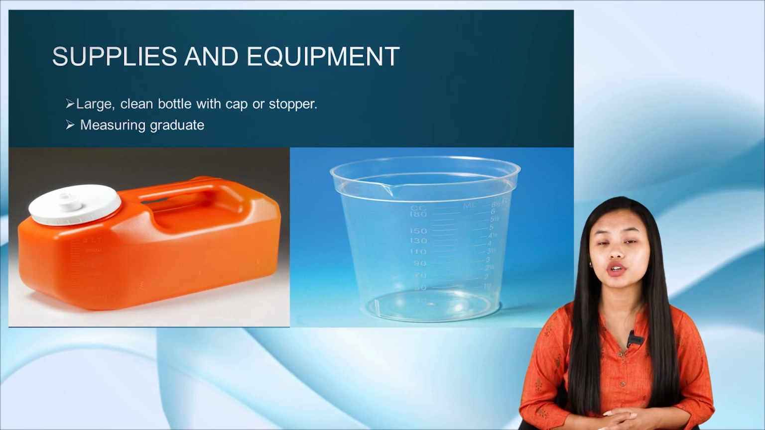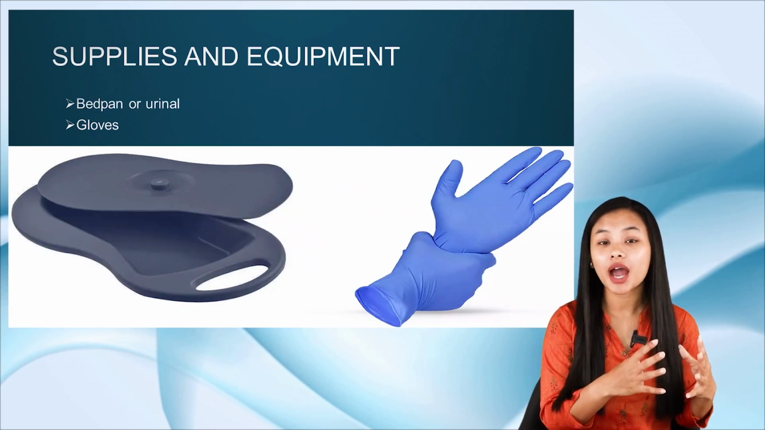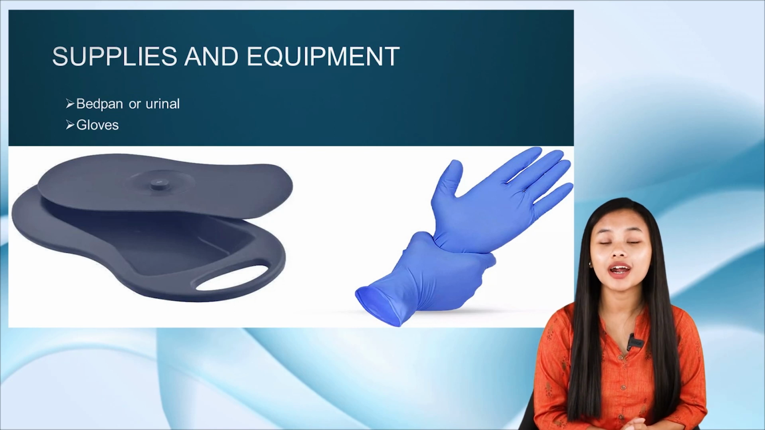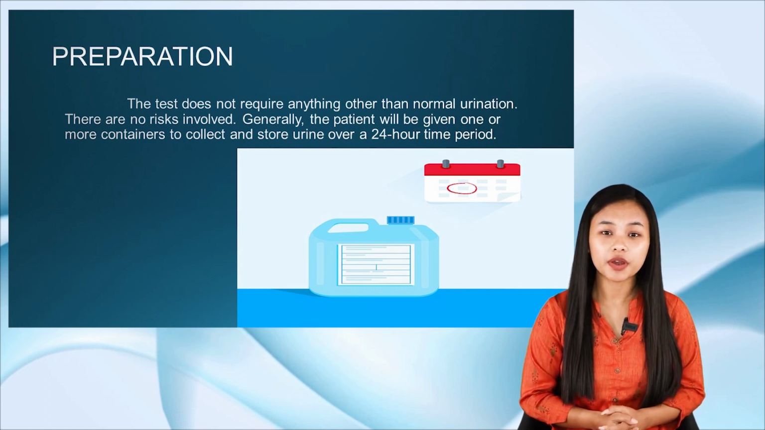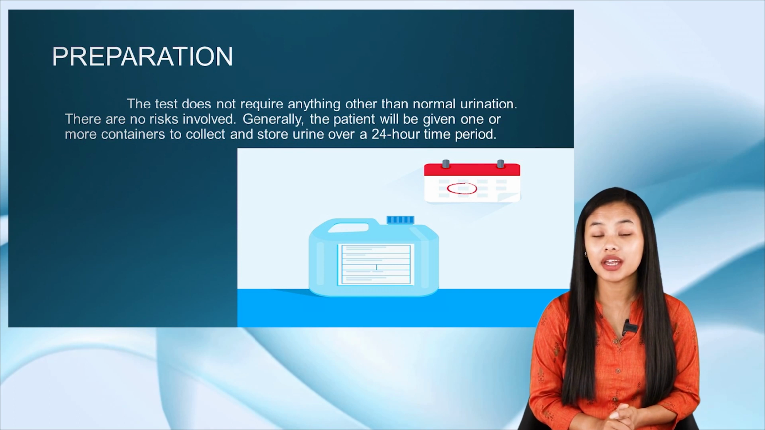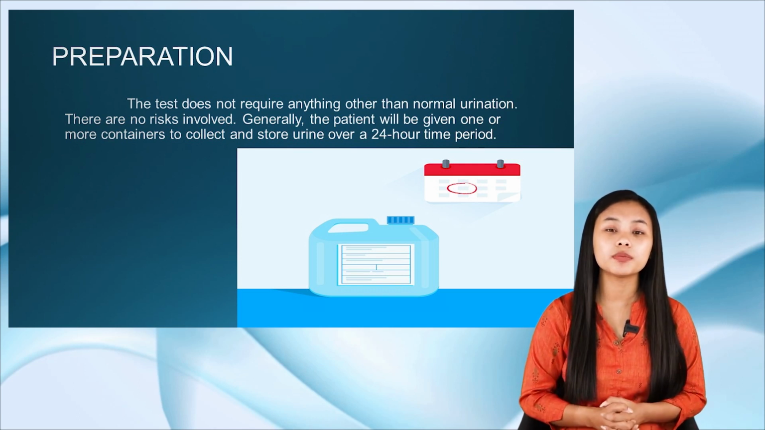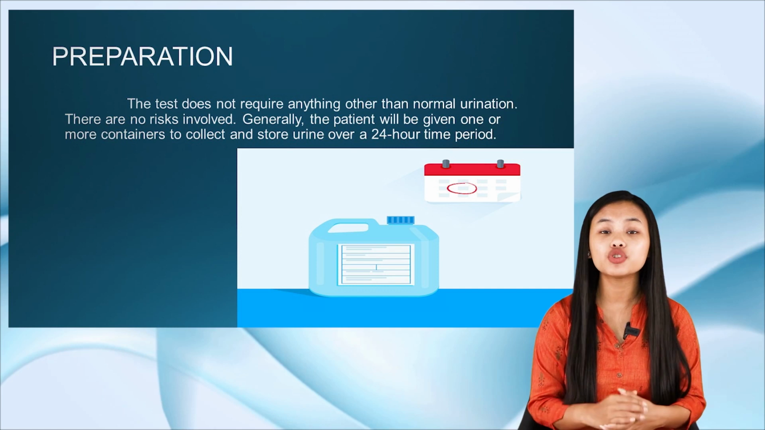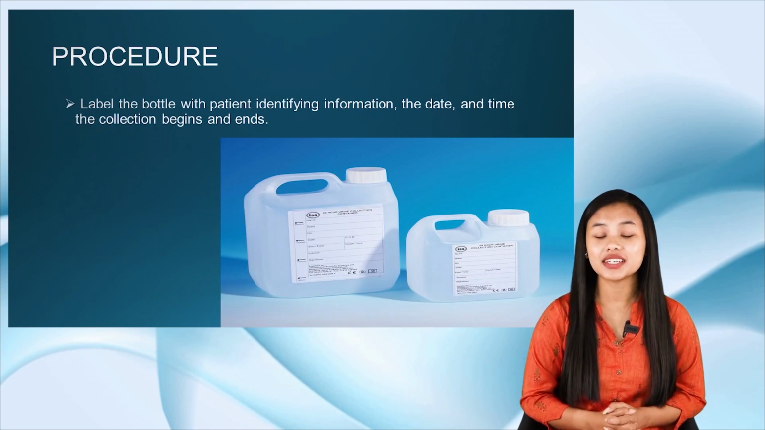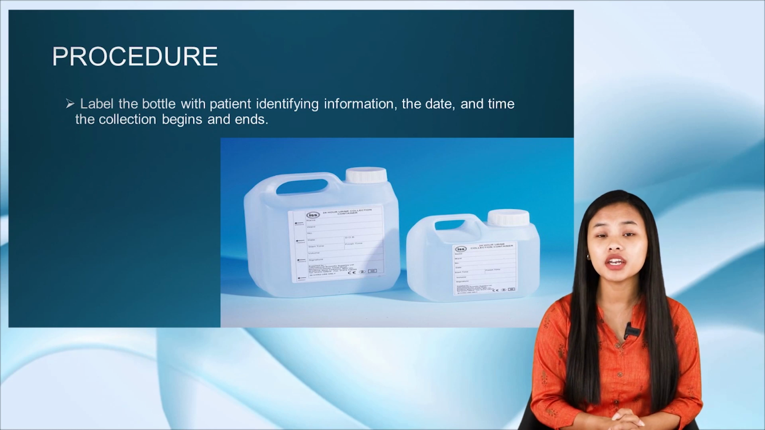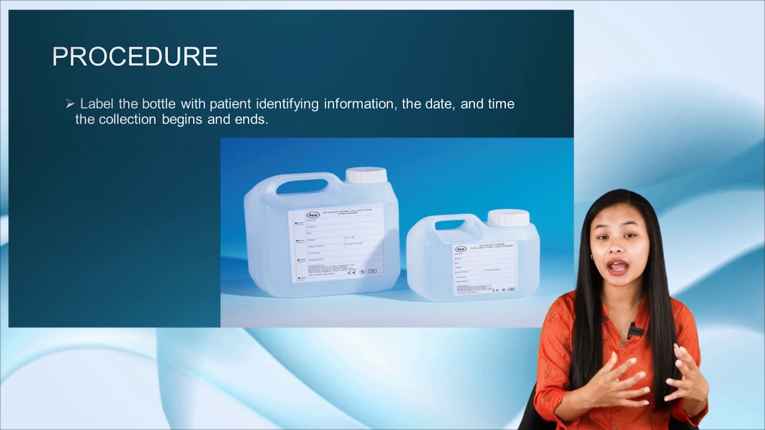So here the equipment which will be required consists of a large clean bottle with a cap or a stopper, a measuring graduate, a bedpan or a urinal, the refrigerated storage area, as well as the gloves. And before you advise the patient to collect the specimen, you need to make sure that you prepare the patient. And since this test does not require anything other than the normal urination, there are no risks involved, and generally the patient will be given one or more containers in order for them to collect as well as to store the urine over a 24-hour period. So before you provide this container to the patient, you must make sure that you label the container with the patient identification data, the date, the time, as well as when this collection will begin and when it should end.